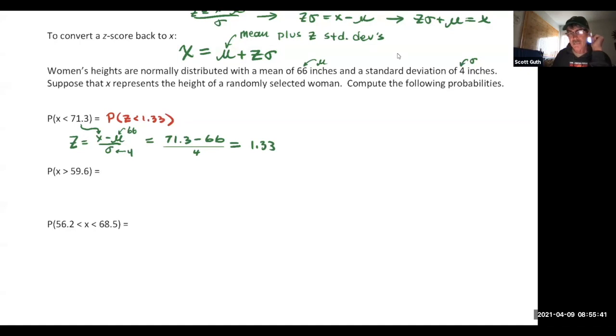You're just saying it's the same event. Someone's height is less than 71.3 inches, but that is 1.33 standard deviations above the mean. That just means that the Z-score is less than 1.33. It's the same probability.